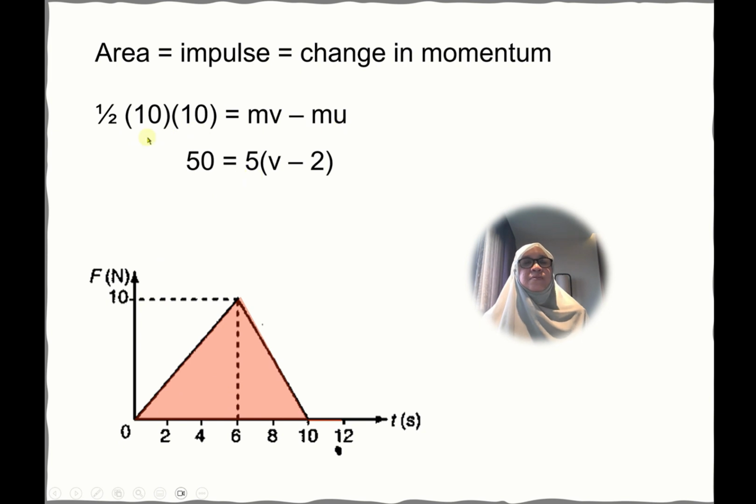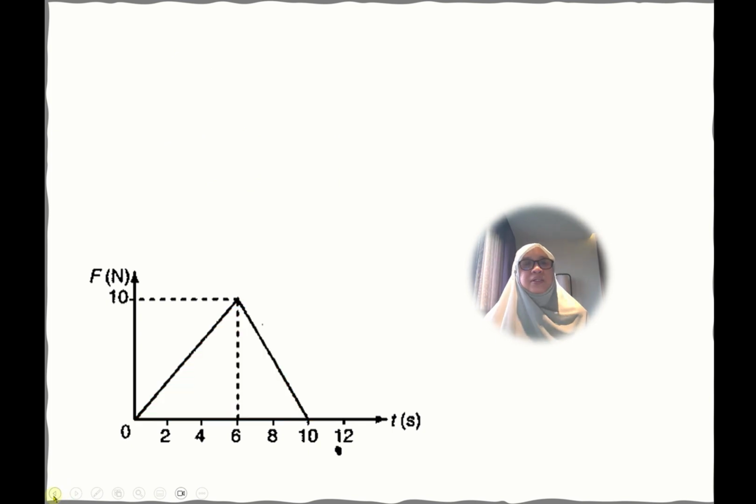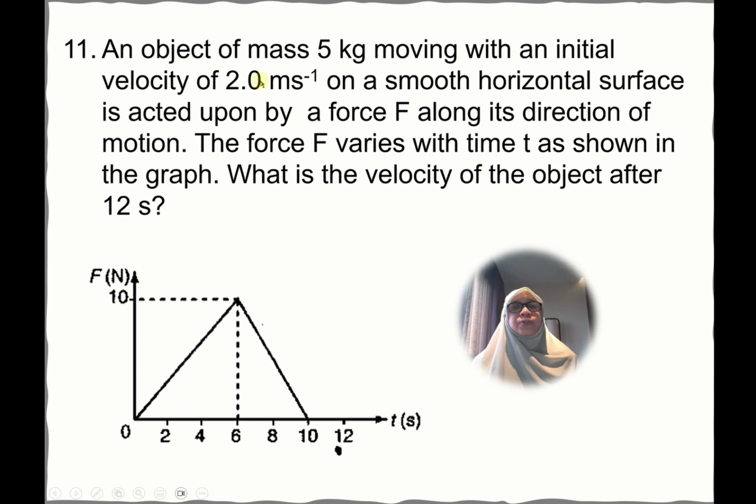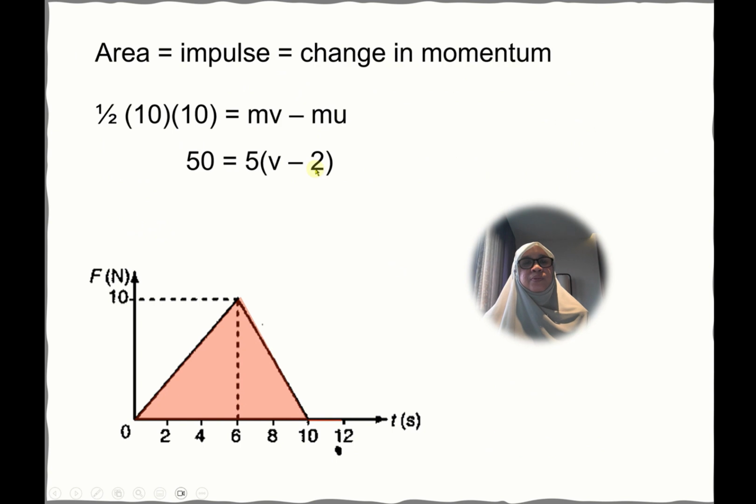So this gives 50, and then the mass is 5, times v minus u. The initial speed u is 2. So we go back to the question. Here the given initial velocity u is 2 meter per second, and the time taken goes until 12. So we substitute: 50 equals 5 times (v minus 2). We solve for v and get 12 meter per second. Okay, so that's the answer.